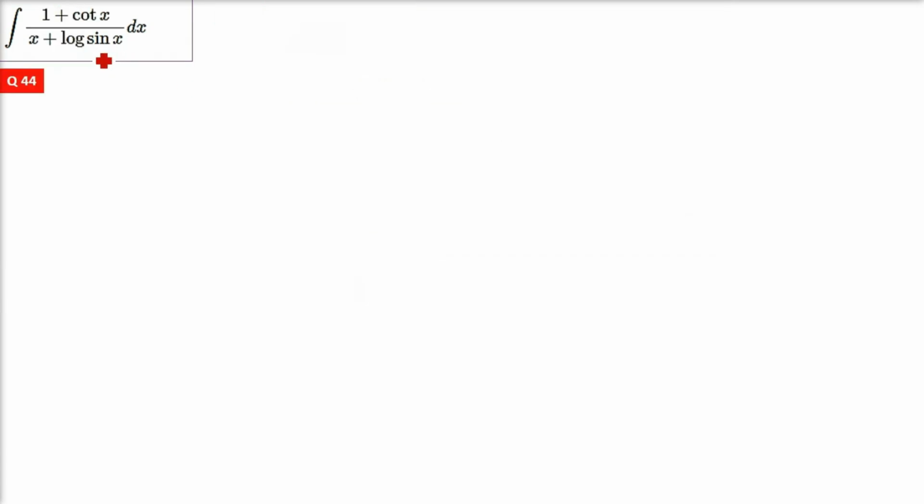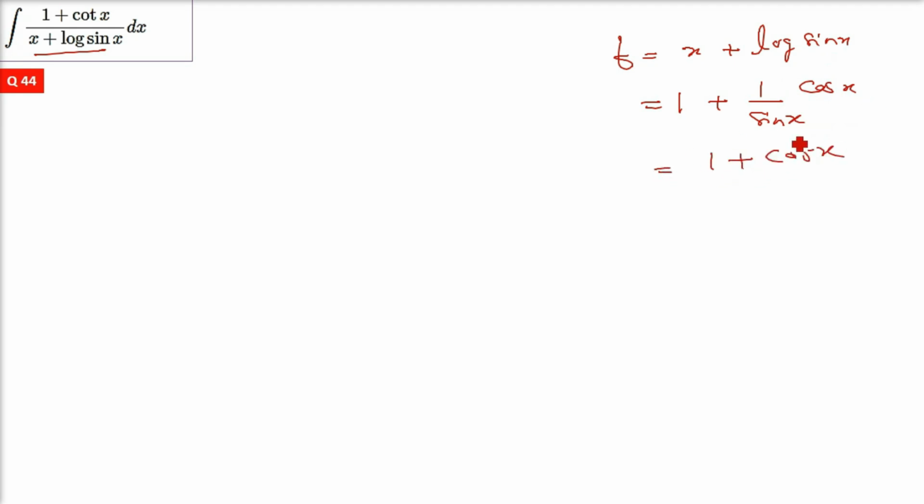1 plus cot x divided by x plus log sin x. Again, this type of question we have already done. t is equal to x plus log sin x, and differentiate. When we differentiate, 1 plus 1 by sin x into cos x, and cos x by sin x is cot x. So 1 plus cot x will come by itself. This numerator we are talking about, 1 plus cot x into dx. So dt by dx was this one.